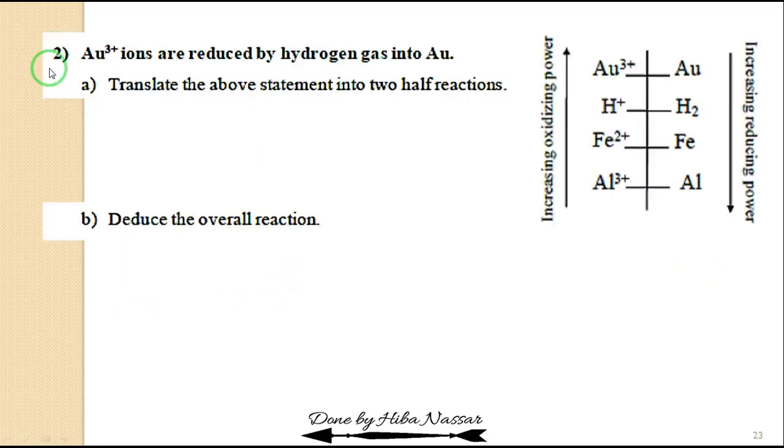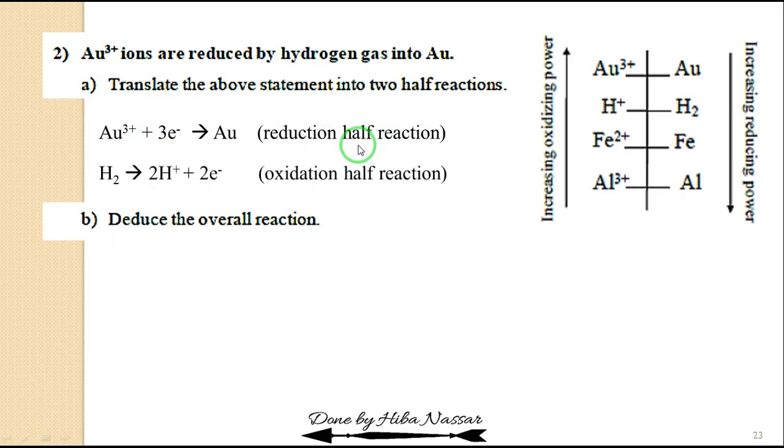Now question number 2. Au3+ ions are reduced by hydrogen gas into Au. Translate the above statement into two half reactions. Here we can say that Au3+ changes into Au, so it gains 3 electrons to become Au. This is the reduction half reaction. And we have H2 gives 2H+ plus 2 electrons. This is the oxidation half reaction.